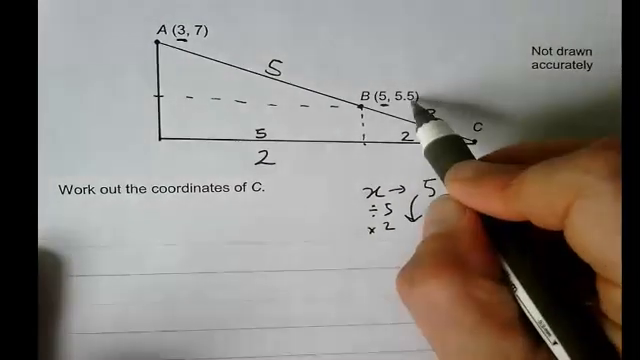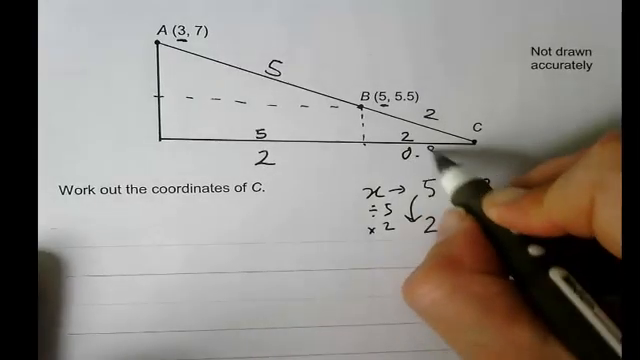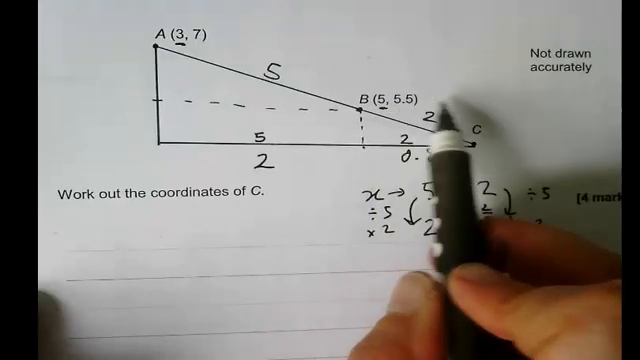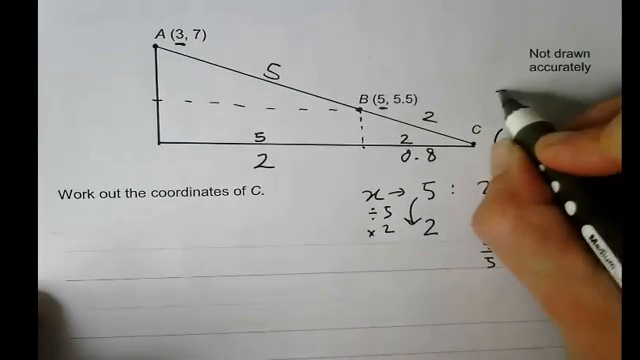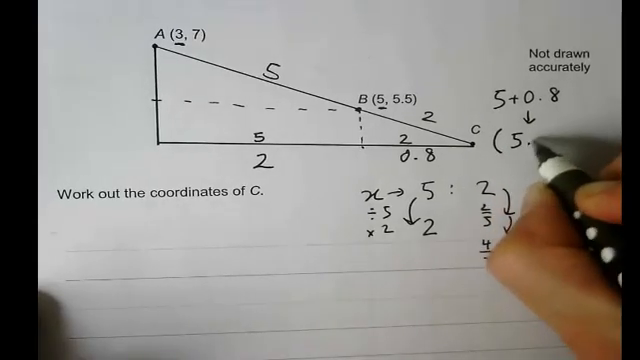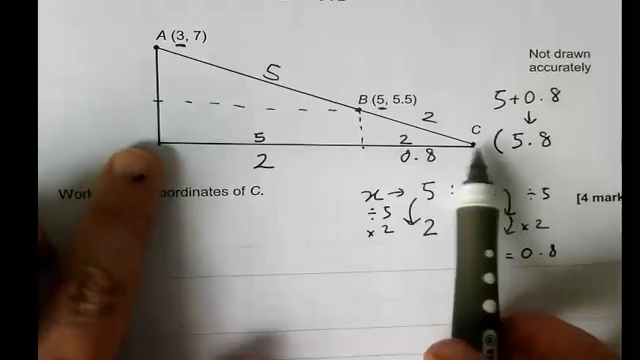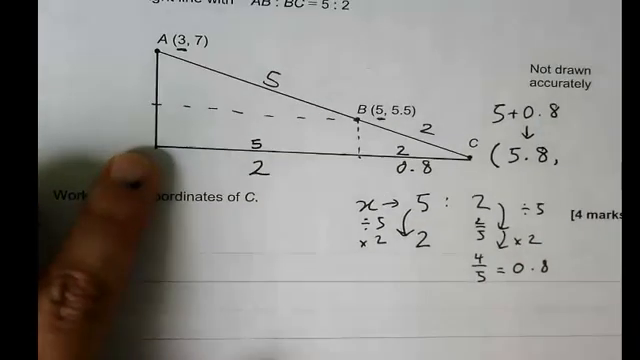Because I see decimals, I might write that as a decimal, 0.8, which means I'm going along 0.8 from 5. So the x coordinate of C is going to be 5 plus 0.8, which gives me 5.8. That kind of looks about right. This is 3, 5, 5.8. I think that feels not too wrong.